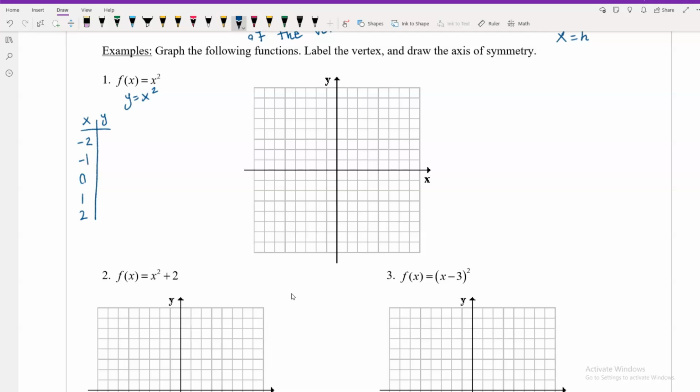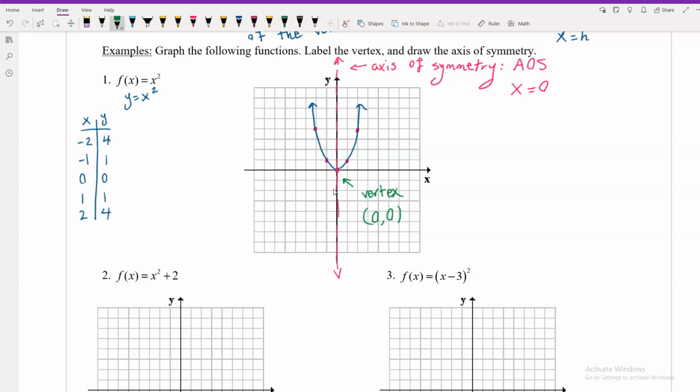Our power for x is greater than 1, so this is not a straight line. It's better to have 5 points to be able to graph. So x is -2, -2 squared is 4, -1 squared is 1, 0 squared is 0, 1 squared is 1, 2 squared is 4. So we have these 5 points, connect these and graph. So the vertex is what we have for the minimum. So this is the vertex, and that is 0, 0.